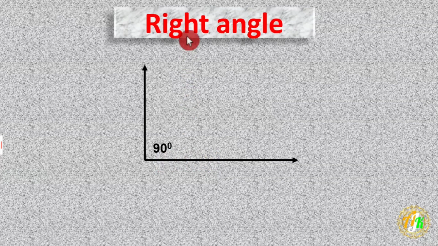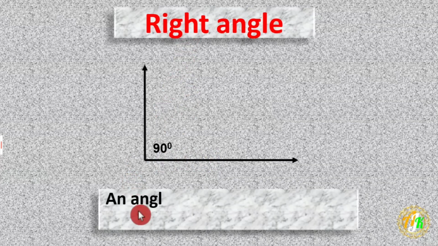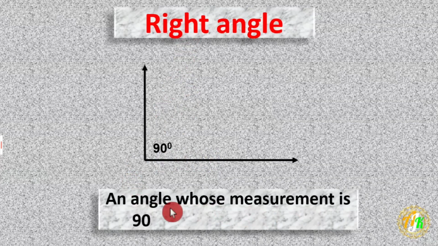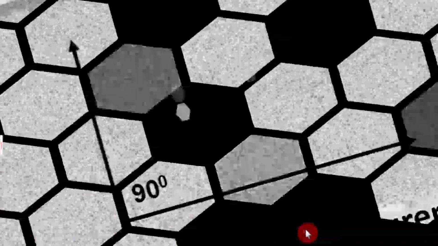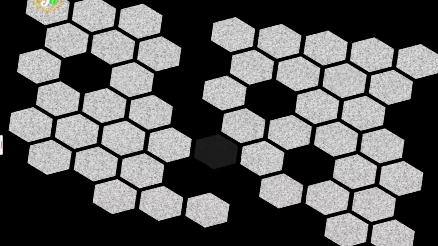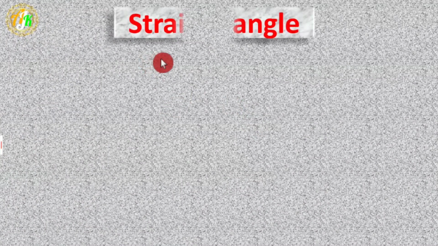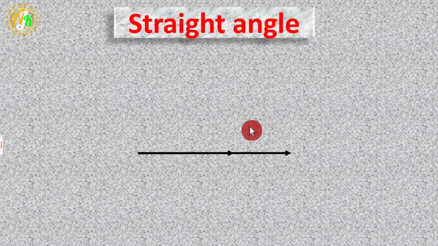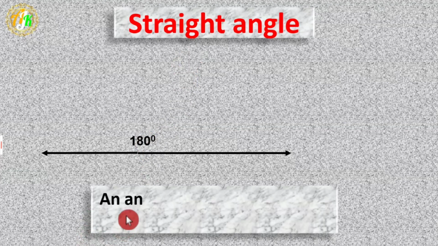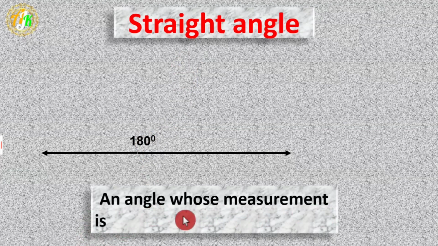It's a 90 degree angle, which is a right angle. An angle whose measurement is 90 degrees is called a right angle. Next, straight angle. It's a 180 degree angle. Definition: an angle whose measurement is 180 degrees is called a straight angle.